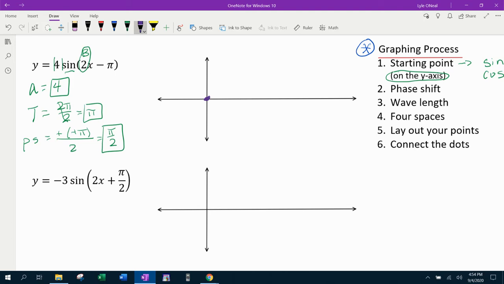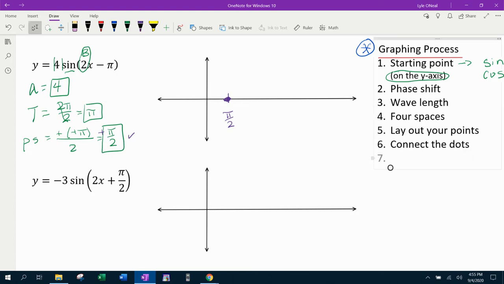Step number 2 is the phase shift. So we're going to need to shift that starting point a distance of pi over 2 to the right. And the reason we're going to the right is because that phase shift is positive. So we're going to come over here. That looks like about pi over 2 to me. You can judge yourself how wide you want that gap to be. And then this starting point that I drew now is going to be here because we had to shift it. So if you shift the starting point, that's also going to shift the entire wave, which is going to shift our end point.